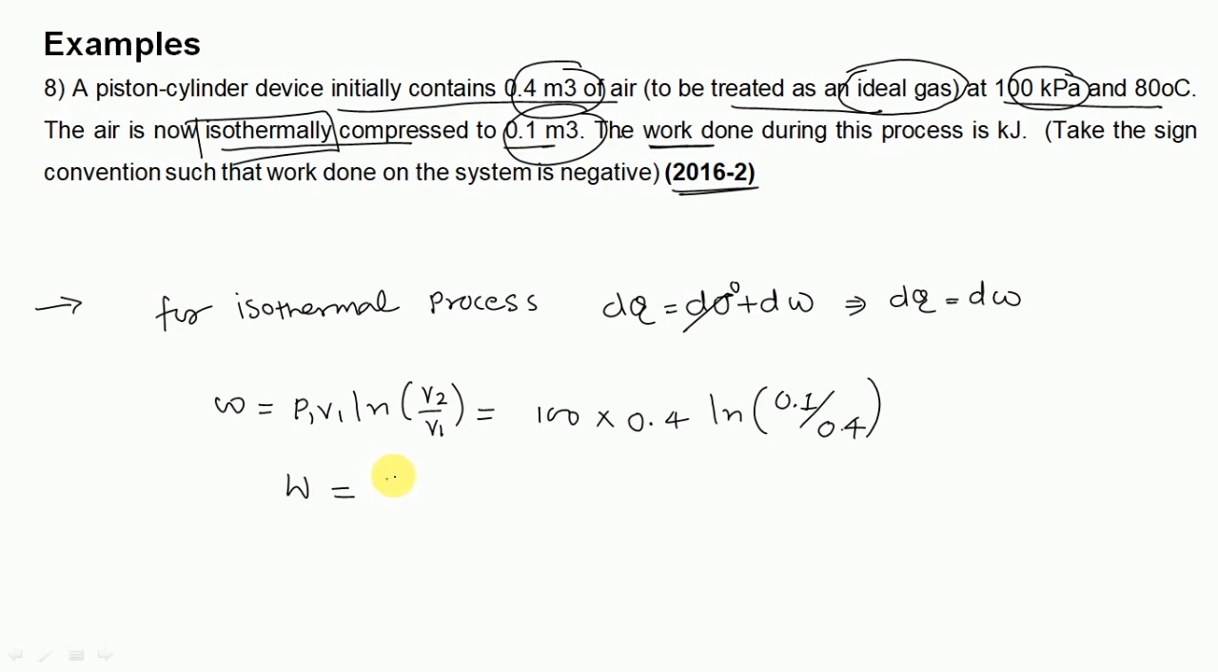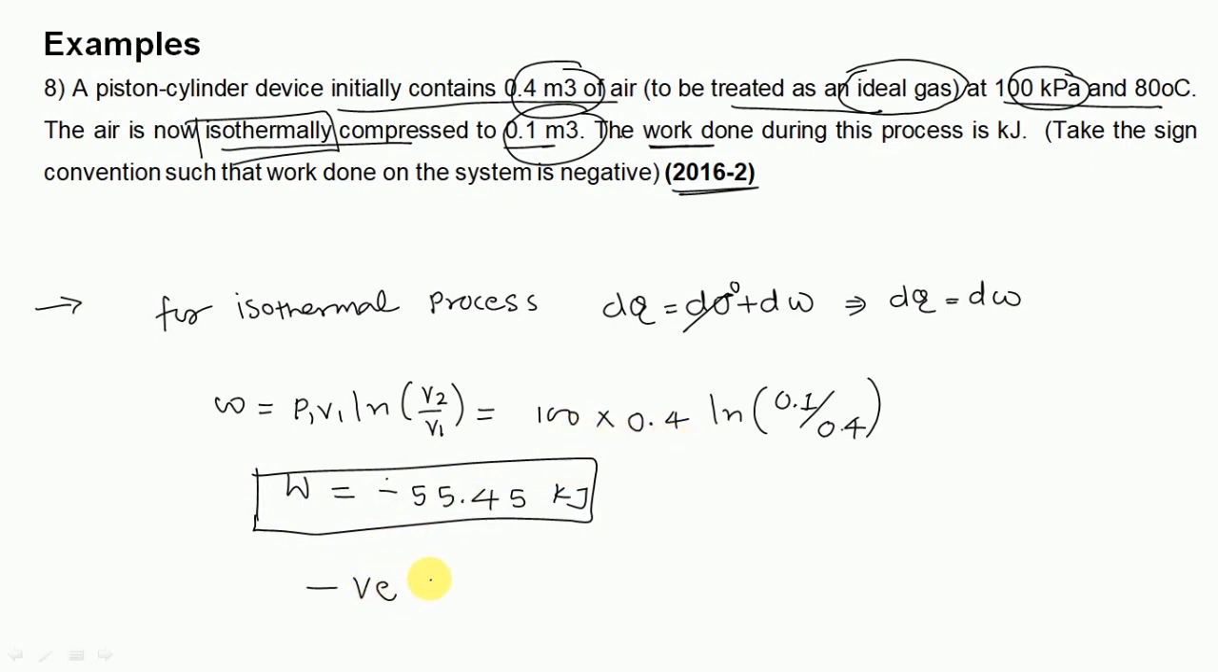If we calculate the whole value, then we get the answer as minus 55.45 kilojoule, and this is the answer for the compressive work carried out by the piston and cylinder. Here the negative sign is there because it is compressive work. Compressive work is already given in the example.